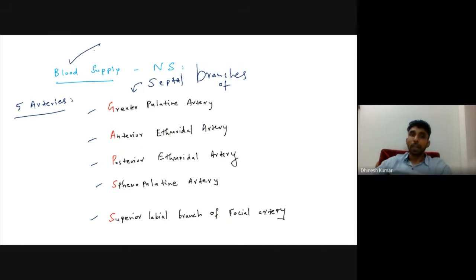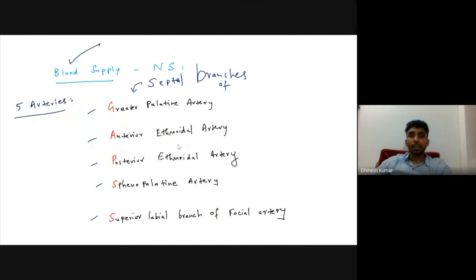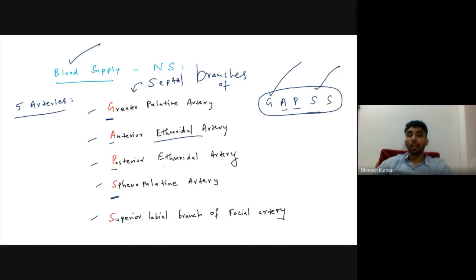Now let me talk about the blood supply of the nasal septum, that is, the arterial supply. Totally we have 5 arteries supplying the nasal septum. The 5 arteries can be remembered by this mnemonic: GAPS. Greater palatine artery, sphenopalatine artery, then AP representing anterior and posterior ethmoidal arteries.